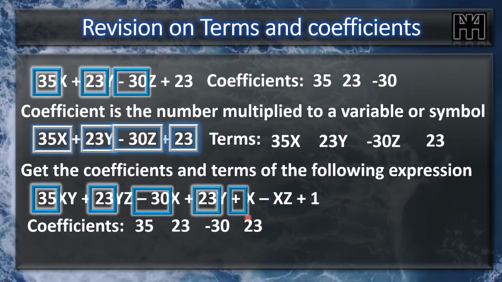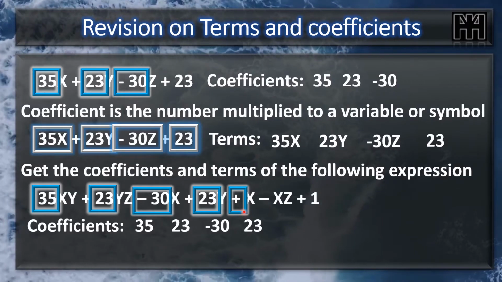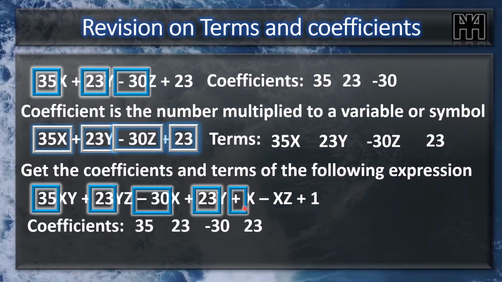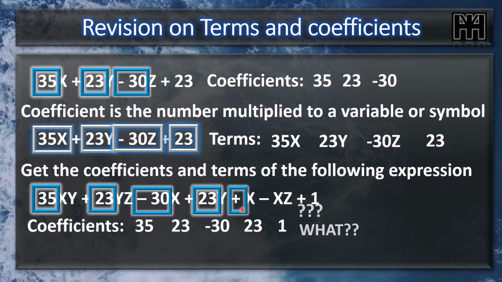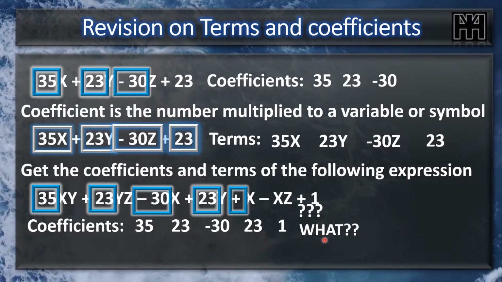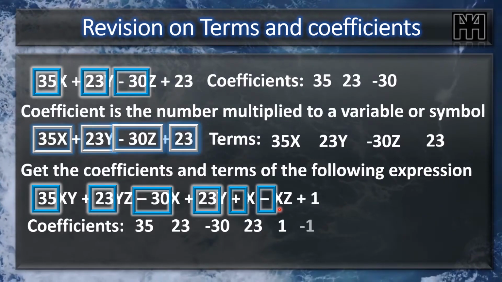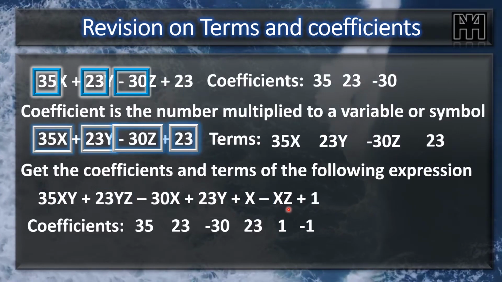Then, what's happening here? There is no number multiplied to x. What's going on here? 1. Okay, let's continue. Here we have negative 1.